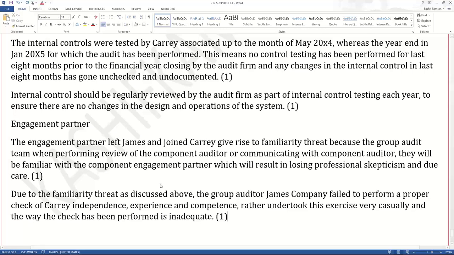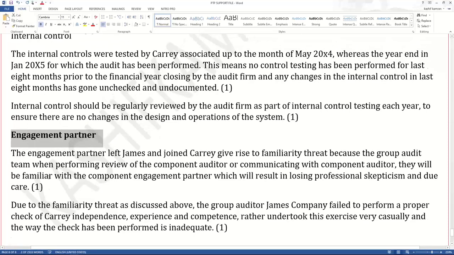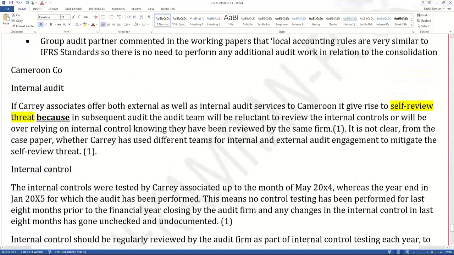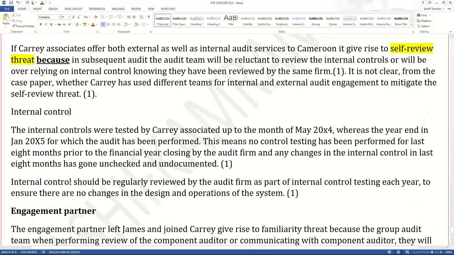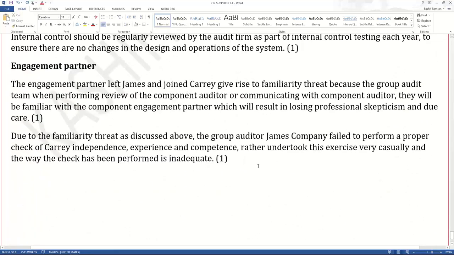So are you understanding how I'm going down putting my points? Do you look at my one mark answer? Every time I'm writing a paragraph, I'm trying to justify why it is an issue. None of my answer is without why. I hope you're all getting that perspective. So I wrote a point internal audit. I wrote a point internal control. I wrote a point internal controls again, engagement partner. But anywhere in my answers so far, have I written that the partner left and joined Kerry?